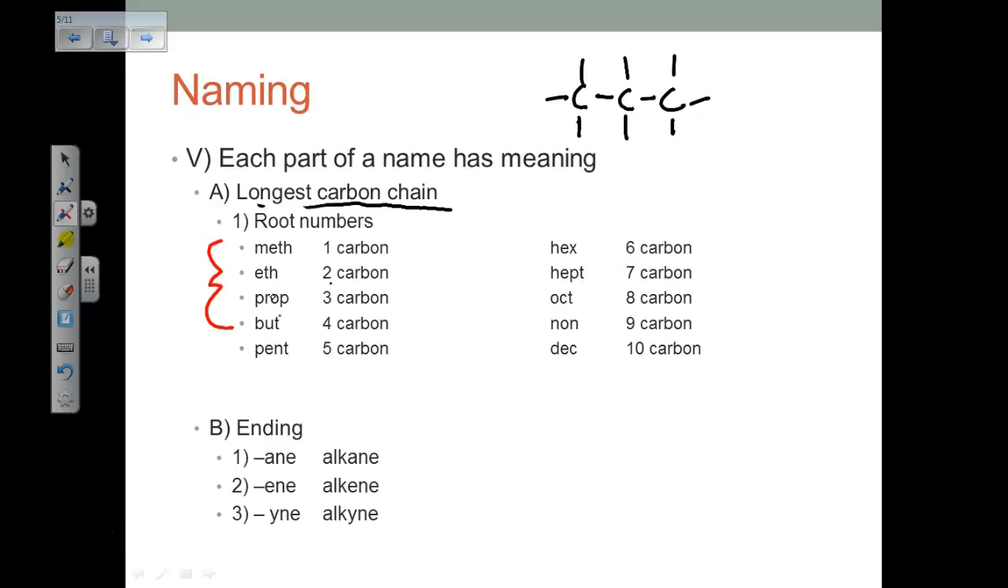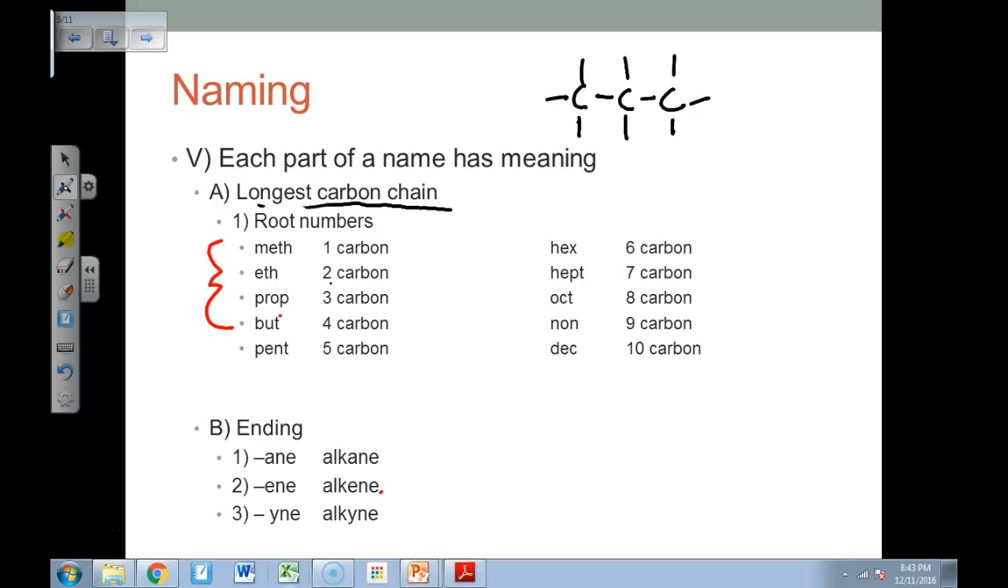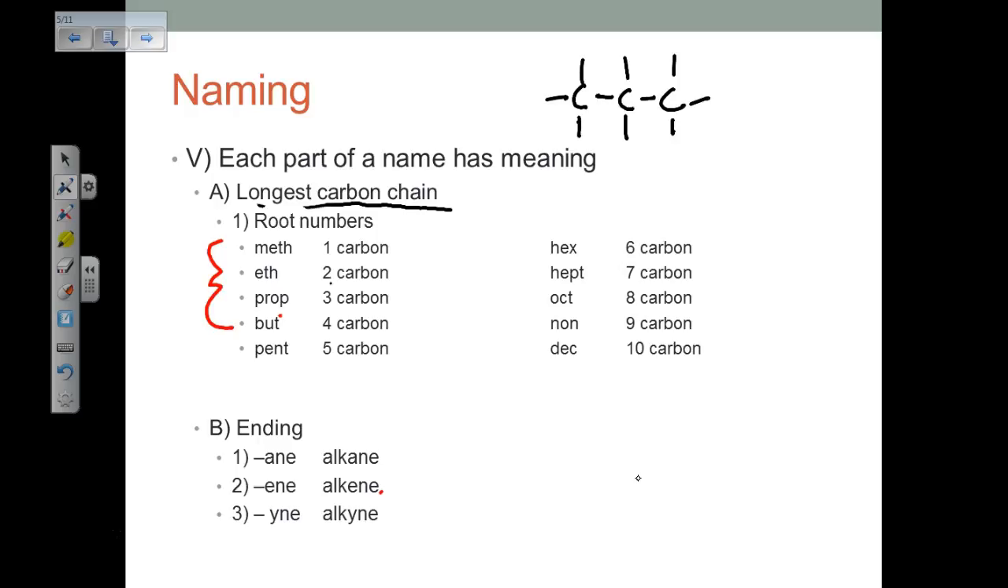And now the ending, let's talk a little bit about the ending. So the ending, if it ends in ane, that means it's an alkane. That's kind of convenient. If it ends in ene, that means it's an alkene. If it ends in yne, that means it's an alkyne. And this is true throughout the organic chemistry naming world.